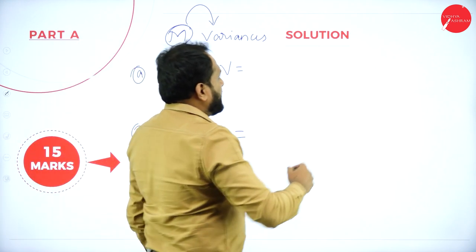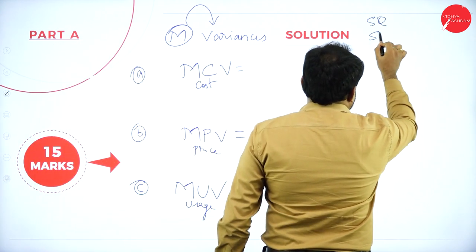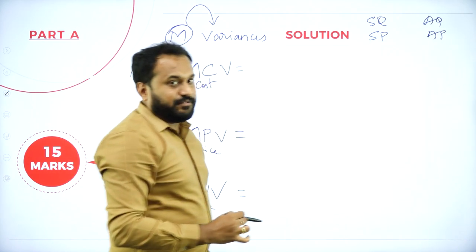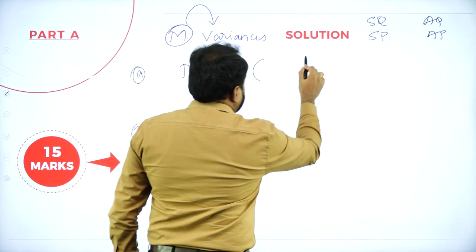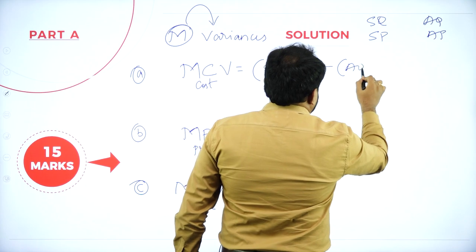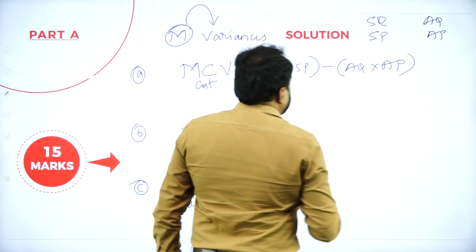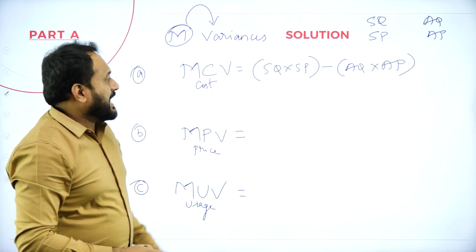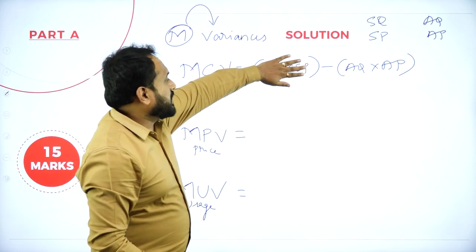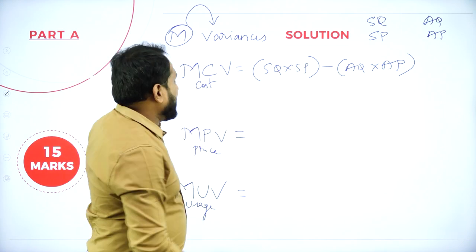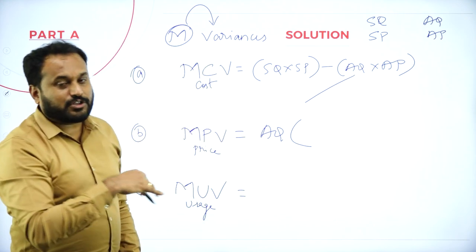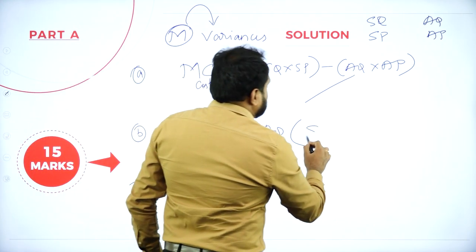What are the things we have? We have SQ, we have SP, we have AQ, we have AP. The same way, how to remember the formula also I have given you. SQ into SP minus AQ into AP. Go through the videos, you will understand how to remember this also. I'll just tell you here itself what exactly you are supposed to do. Block the entire thing here, we have AQ. Write this AQ here. AQ into quantity has come out. What should come in is the price, that is, standard will come first.